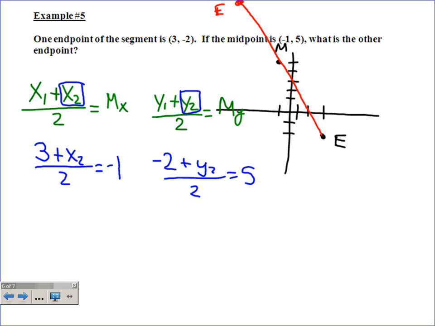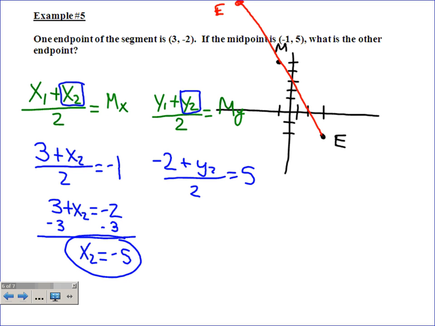So how do I solve this? What do I do first? Since it says divide this whole side, we're going to multiply both sides by 2. 3 plus x2 equals -2. Okay, and how do I solve for x2? You subtract 3 from both sides, and x2 is going to equal -5. Okay. And look at my drawing. Could that be maybe like 5 over? That looks about right. I kind of exaggerated my drawing, but it could be like 5 over. Okay, so my x coordinate is -5.